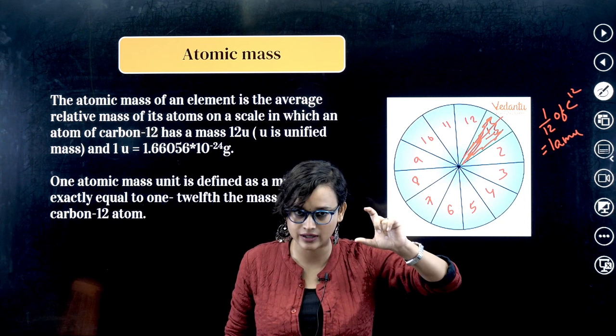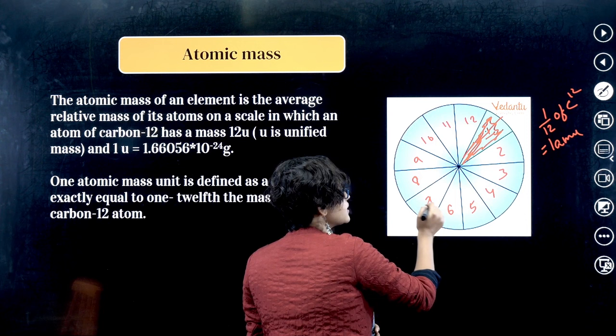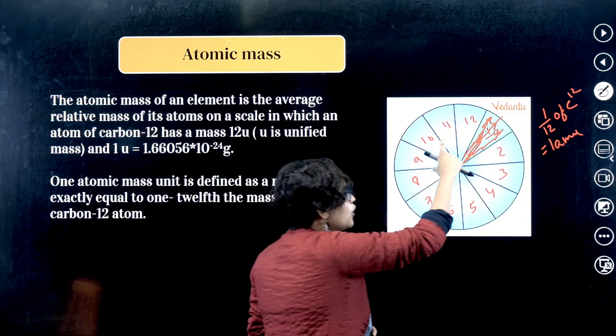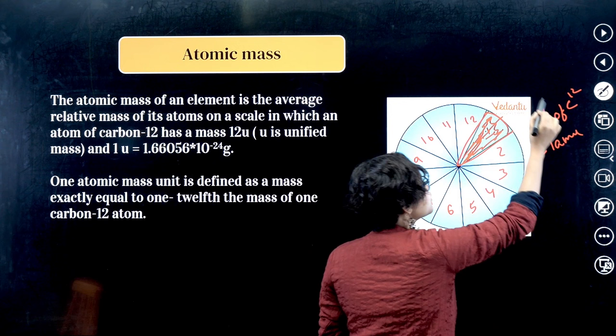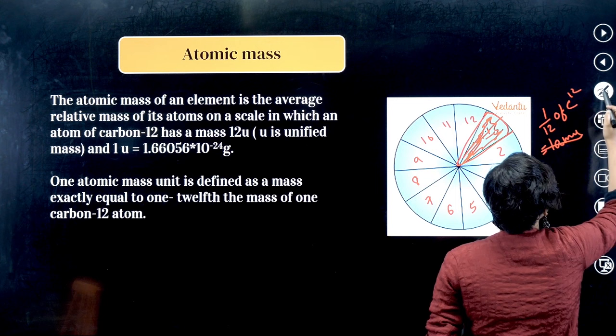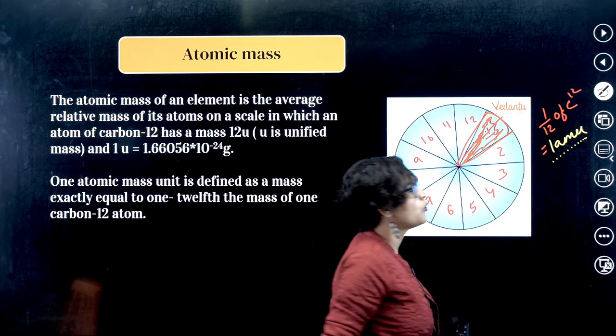If you divide it 12 times, 1, 2, 3, 4, 5, 6, 7, 8, 9, 10, 11, 12, and take one slice out of those 12 parts, that is equal to one atomic mass unit, or one U. Understood? Got it? Now we come to average atomic mass.